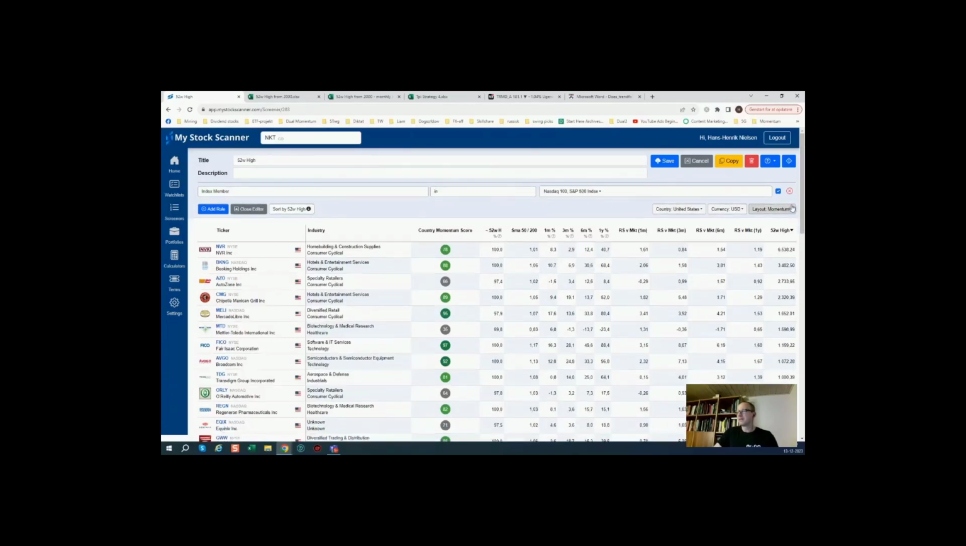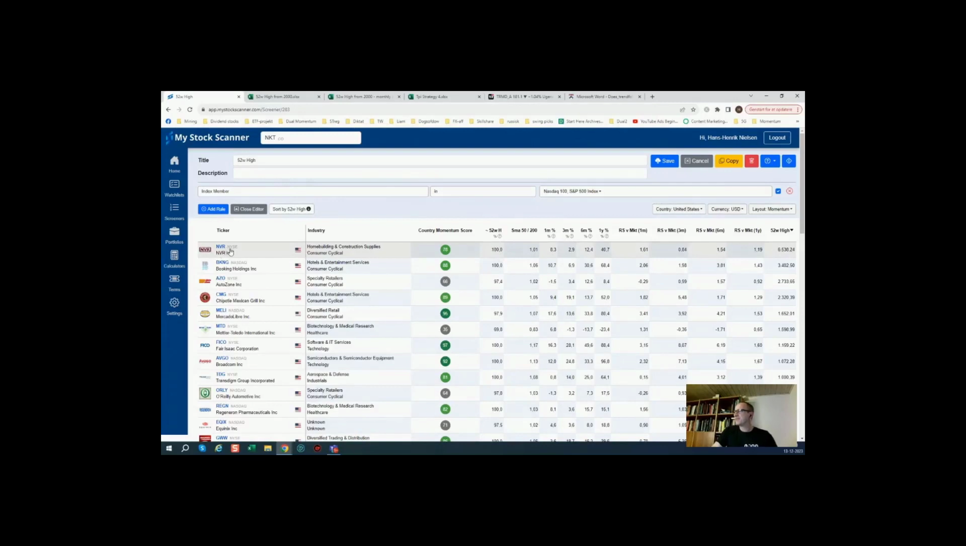So that's it. Let me remove that one again here. Then you look for United States. That gives itself, because NASDAQ and S&P, of course. And the thing you need to look at, we actually don't need to change the momentum. We are here and we're looking at this one called 52-week high. Now, what this one shows us is how close to its 52-week high the stock is.